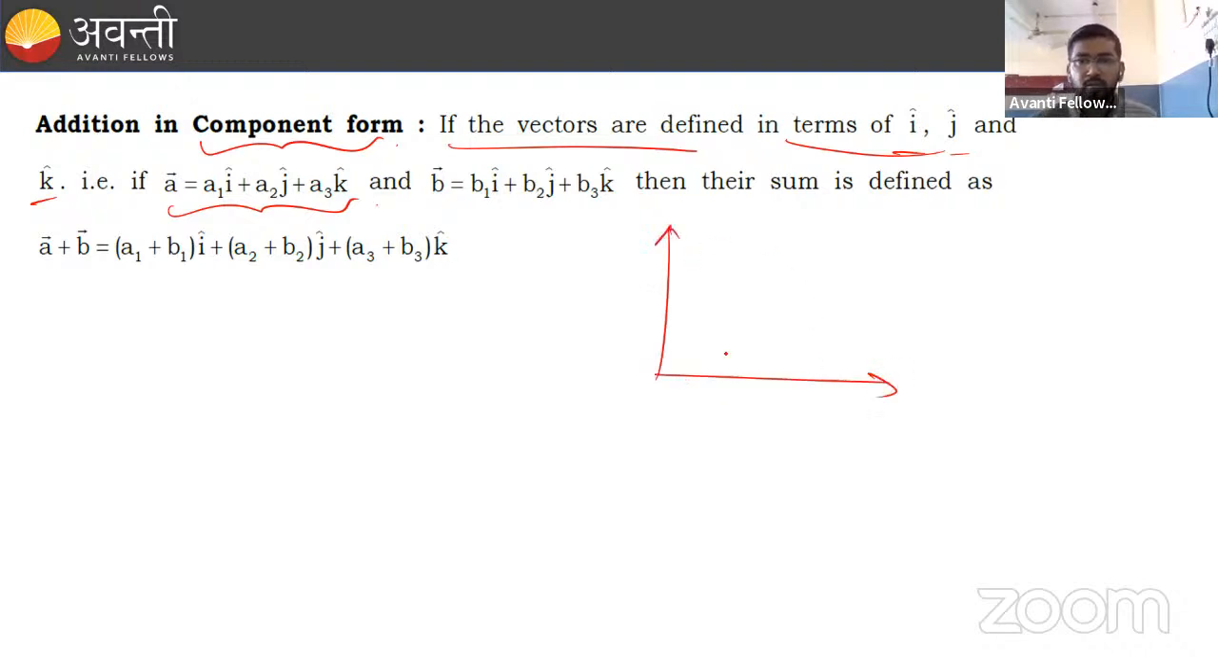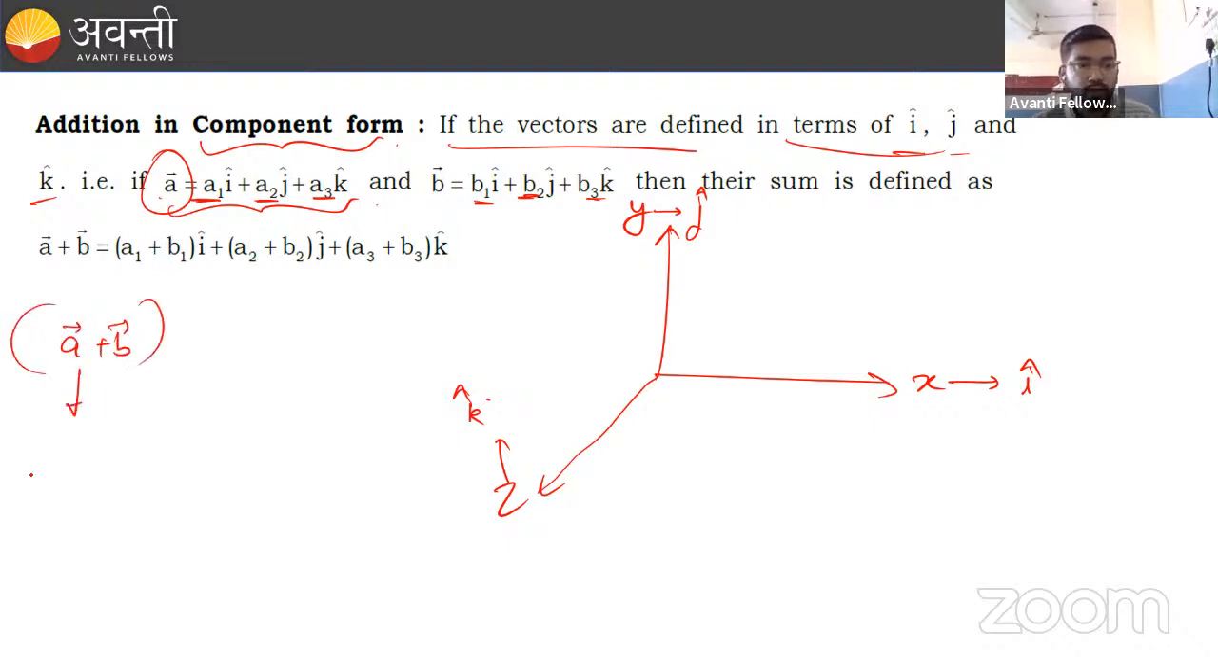When we draw axes in a plane, we have only two axes. But to draw points in 3D, we need three axes: X, Y, Z. The x direction is represented by i cap, the y direction by j cap, and the z direction by k cap. Now the vector a is said to have three components: a1 in the x direction, a2 in the y direction, and a3 in the z direction. The vector b is similar: b1, b2, b3 in the x, y, z directions. So their sum can be defined as follows.